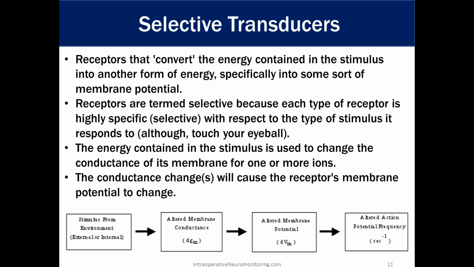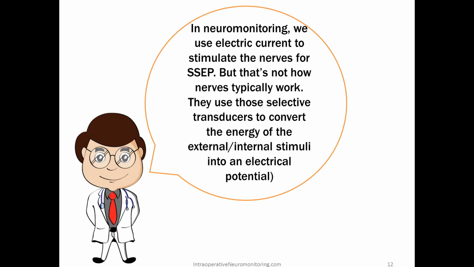The energy contained in the stimulus is used to change the conductance of the membrane for one or more ions. So I keep using this word graded. The energy contained depends on how much pressure or how much light, and it will grade that input and then give an appropriate release of neurotransmitter to let our central nervous system understand the amount of information that's coming back. The conductance changes will cause the receptor membrane potential to change itself.